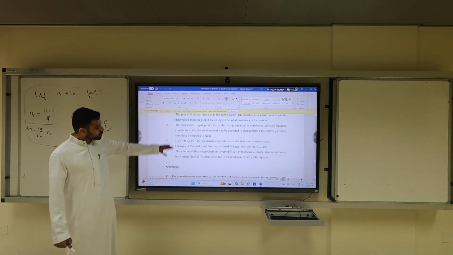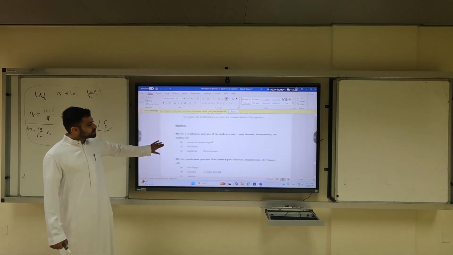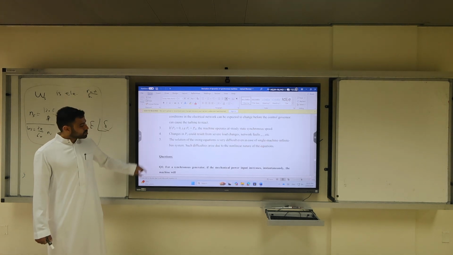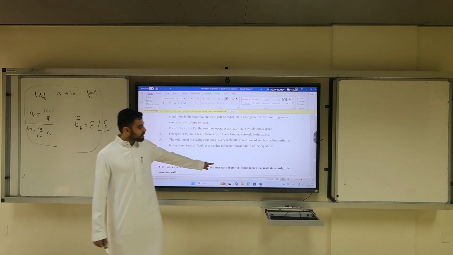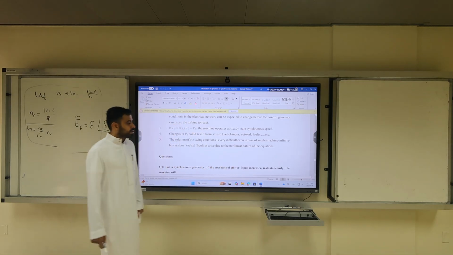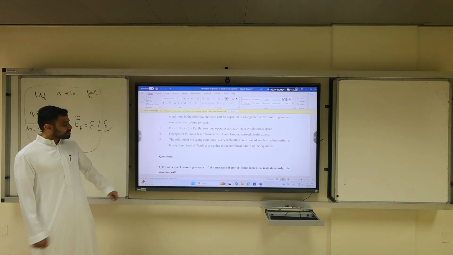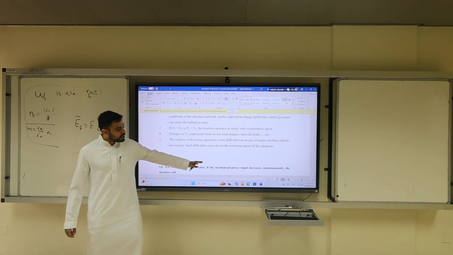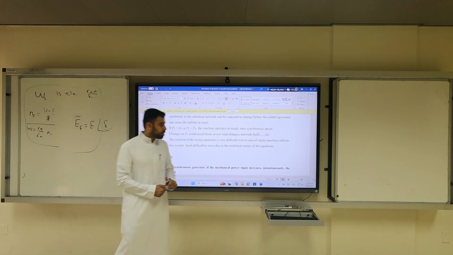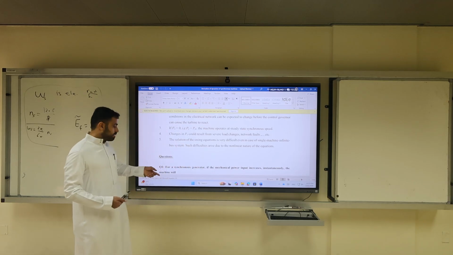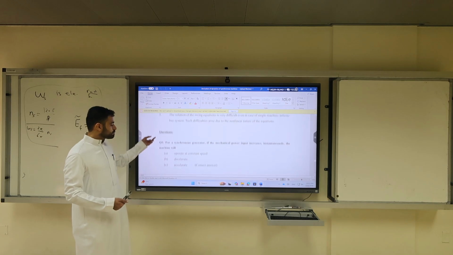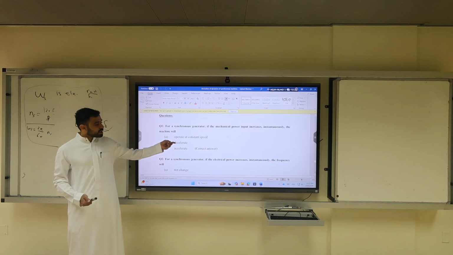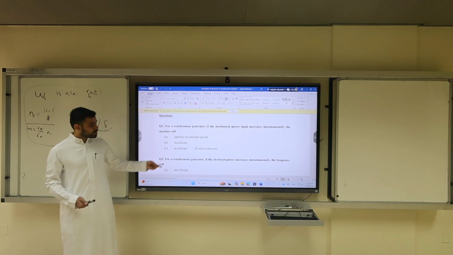And then there are some comments. We went over the comments last time. Here is an exercise. Do you want to play this game? For a synchronous generator, if the mechanical power input increases instantaneously, let's guess what will happen. If we increase the prime mover power instantaneously, what will happen? Speed up. It will accelerate. It makes sense, right? Does it make sense to decelerate or go back? No, this is an easy question.